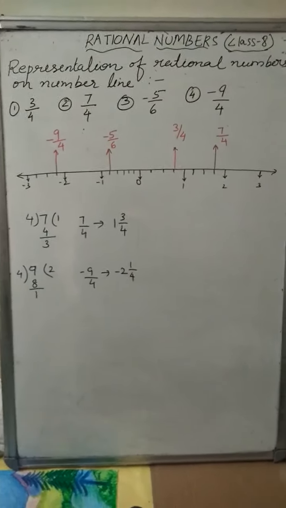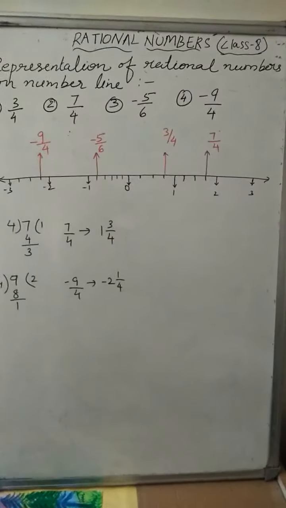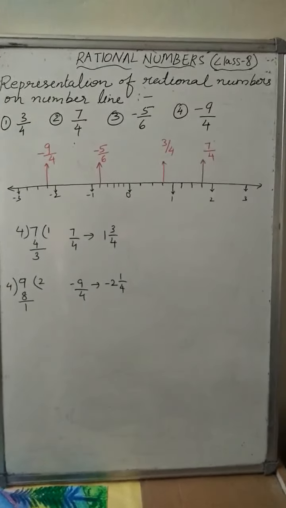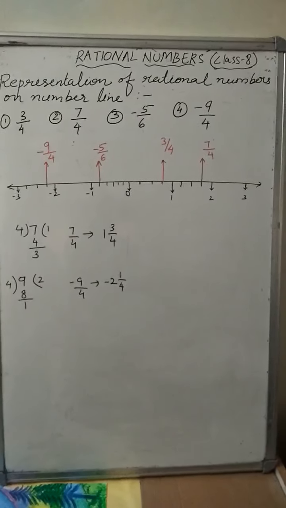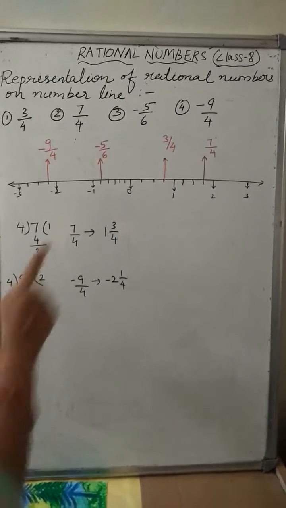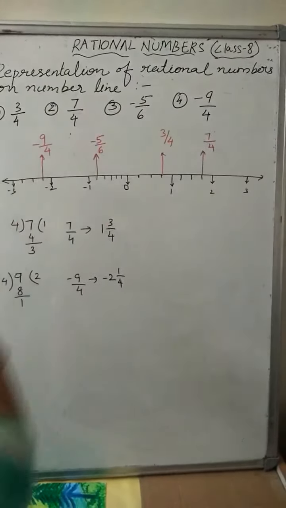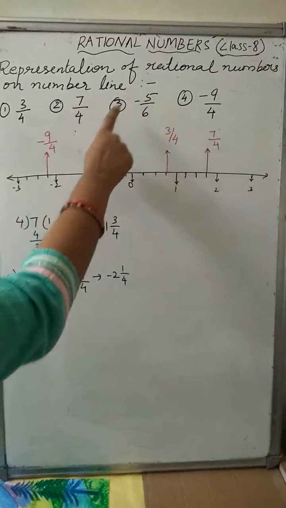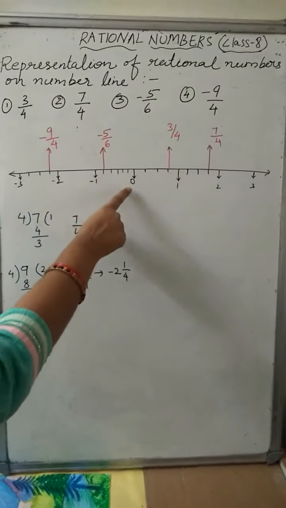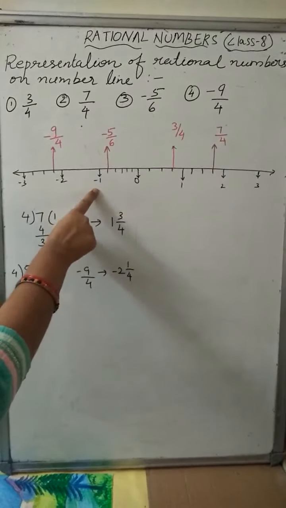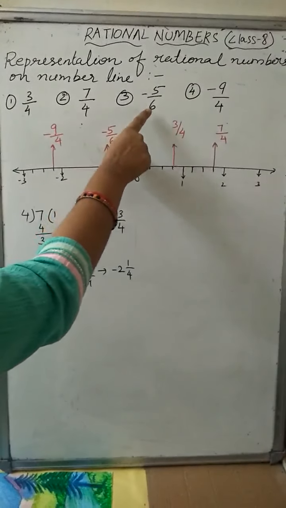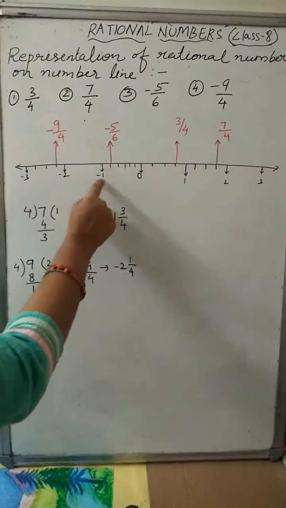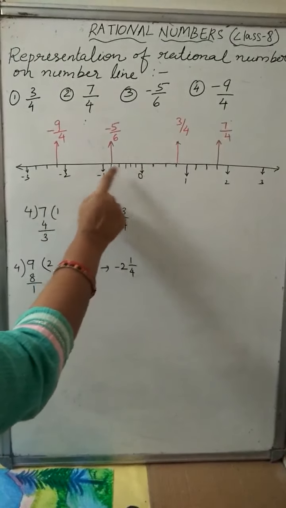Our next example carries a negative sign. So if it carries negative sign, that means it will lie towards my left hand side. Again, numerator is smaller than denominator. So that means this rational number will lie between 0 to -1. Denominator is 6. So divide this unit from 0 to -1 into 6 equal parts.